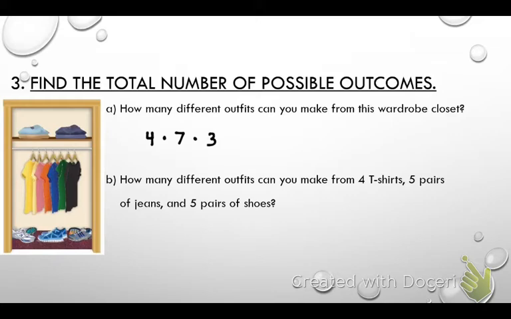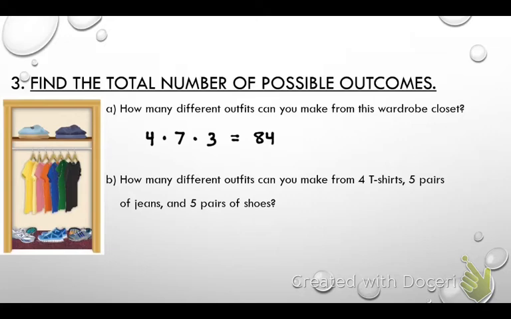Now, I don't want you to pull out your calculators. Remember, the commutative property tells me I can move these numbers around and multiply them in any order. So let's just do the tinier numbers. What's 4 times 3? 12. What's 12 times 7? What is it? 84. Okay, once again, units attached.